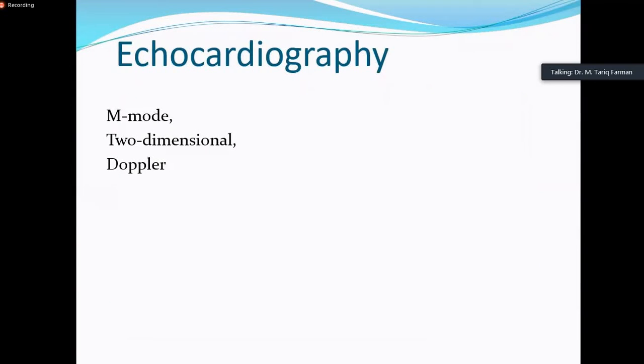But to confirm the diagnosis, you must have echocardiography findings. You must go for echocardiography to confirm your clinical diagnosis. By echo you can easily see the mitral valve leaflets, mitral valve commissures, chordae, papillary muscle, left atrial enlargement, everything. This is a very good diagnostic modality for mitral valve disease. We have M mode, two-dimensional echo, and then Doppler.